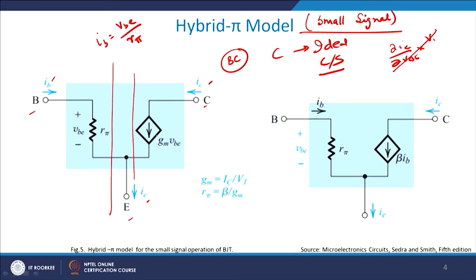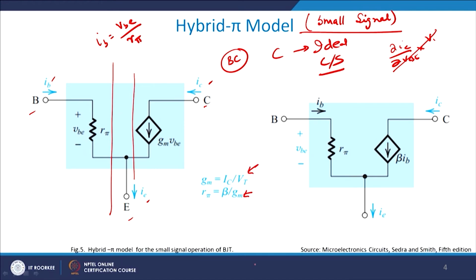This is the current source with me, and this is the direction. The direction of the arrowhead of the current source tells me that the current is directed inwards, which means it is an NPN transistor, whereas the emitter current is directed outwards. By my previous definition, we know that GM is equal to IC by VT, and beta by GM is R pi.